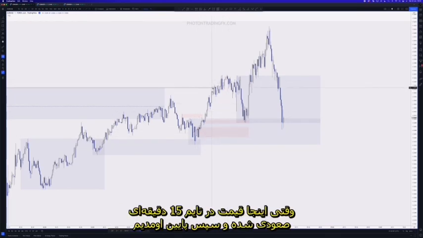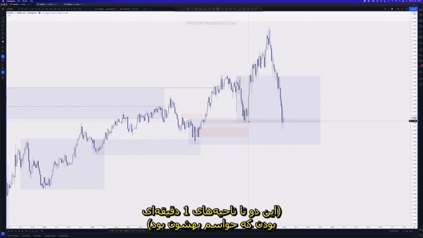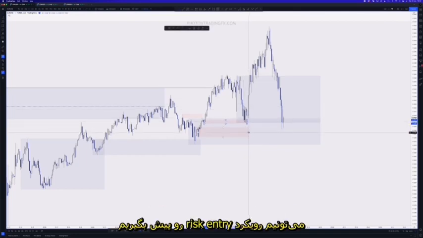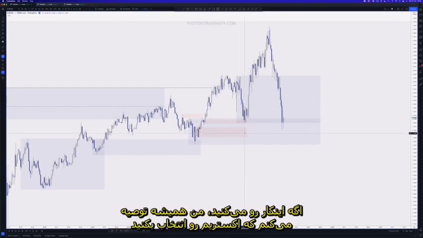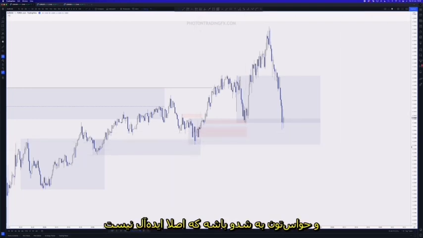So when price initially switched bullish here on the M15 and we were coming down, these were the two M1 levels I was looking at. Now, you could have taken a risk entry. If you are going to do that, I'd usually recommend always taking the extreme, and you've got to be mindful of that wick as well, so it's not ideal.